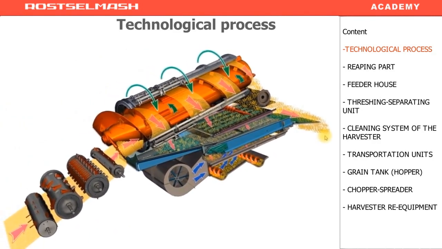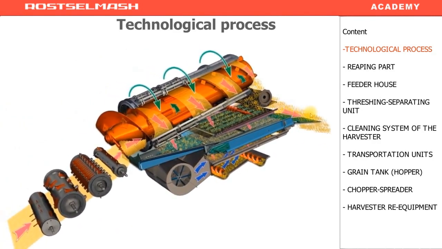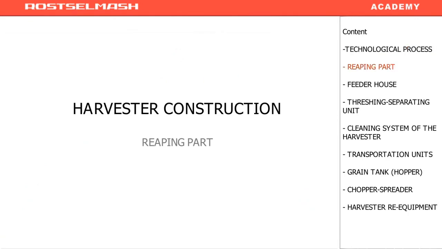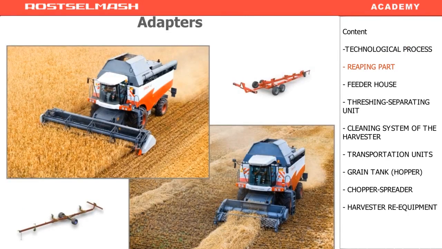If it's in the chopping mode, the mass is fed to the chopping drum, then it's chopped and spread across the field. The reaping part of the harvester. Adapters that can be installed on the harvester.